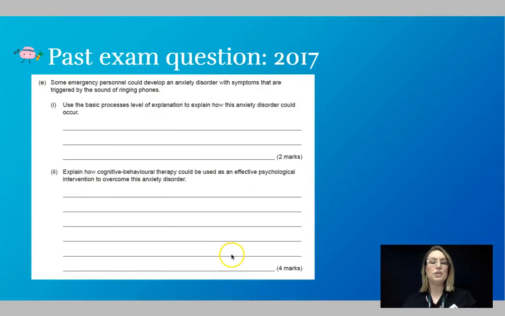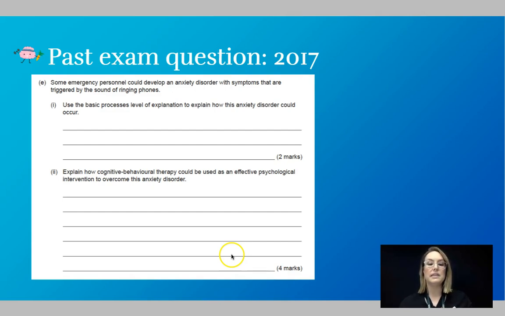So a past exam question to do with anxiety, this also links in with the 4 levels. So the 4 levels video will be coming up soon. So if you don't quite get this question, it's okay, you can come back to it. But we have some emergency personnel, this is from the exam last year, and it's asking you from a basic processes level of explanation, explain how this could occur. So remember, basic processes are to do with cognitions, so thoughts, memory, and also learning. So try and have a go at that one, see how you go.